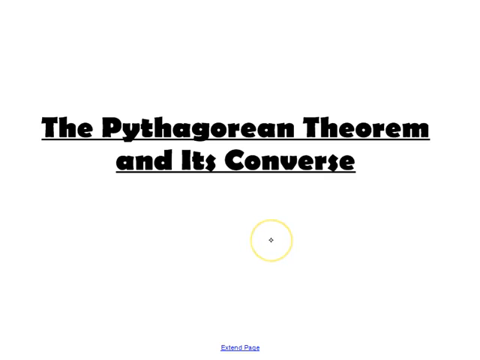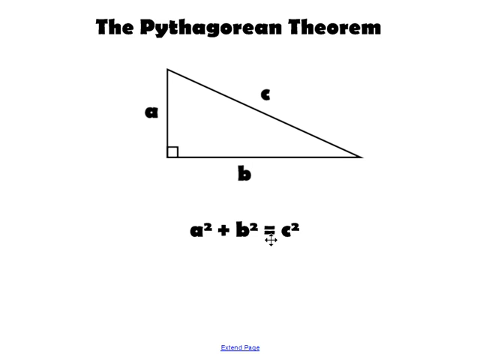The Pythagorean Theorem and its converse. The Pythagorean Theorem is an equation that we use that relates the side lengths of a right triangle. So when you have a right triangle, the two sides that make the right angle, called the legs, are represented with the variables a and b.